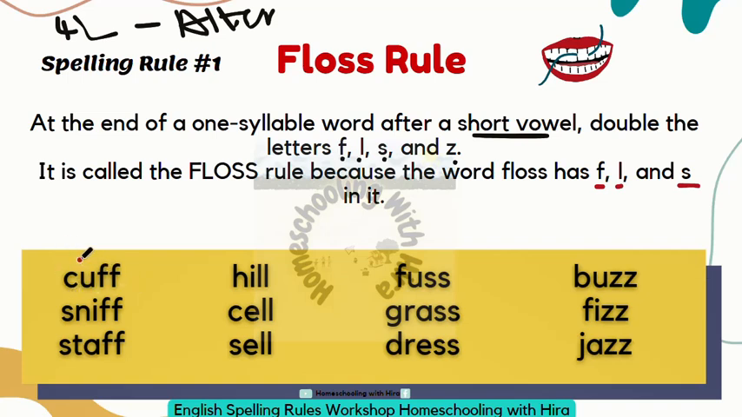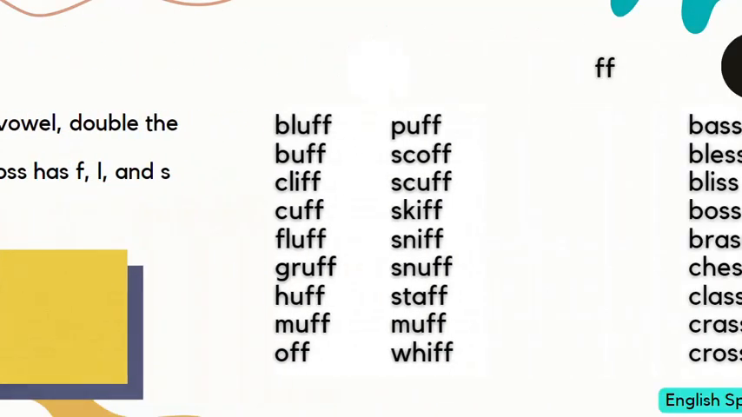The word should have a short vowel. A is a short vowel. So if it's a short word with a short vowel, double the letter F at the end. Cuff, sniff, staff. Hill, sell. Fuss, grass, dress. Buzz, fizz, jazz. Okay, double F, double L, double S, double Z.